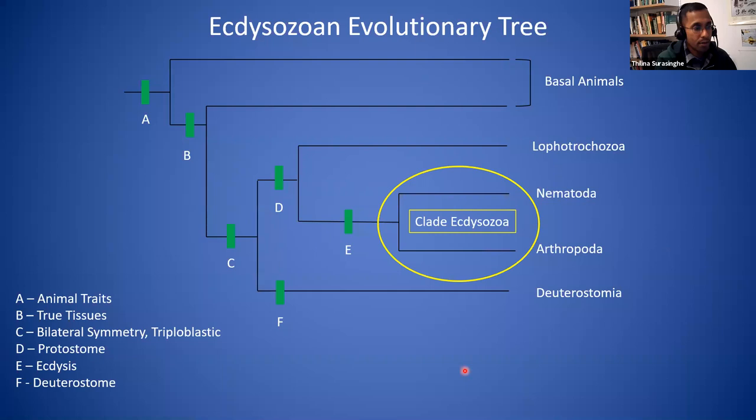group of animals. So for today, the most important point I want you to know is all of them are protostomes, and all the ecdysozoans do undergo ecdysis, meaning growing through repeated molting, multiple molting throughout their lifetime.